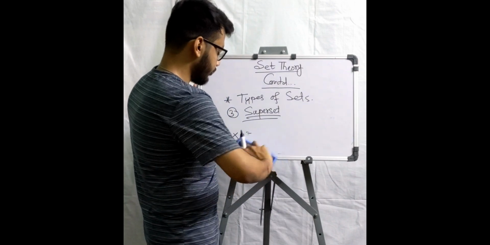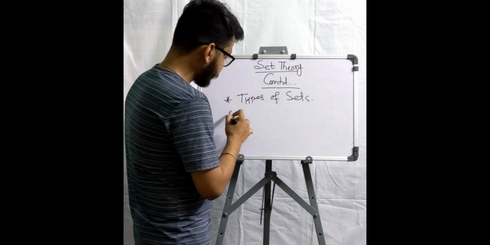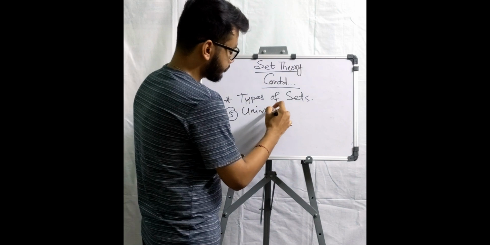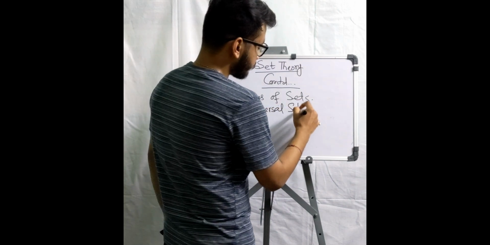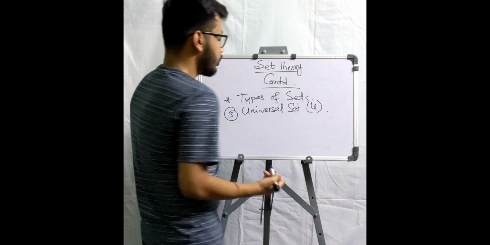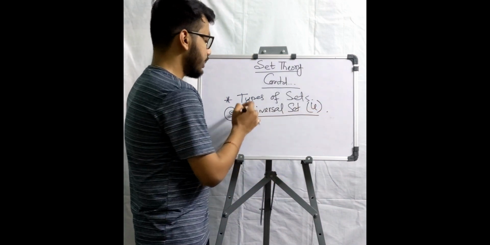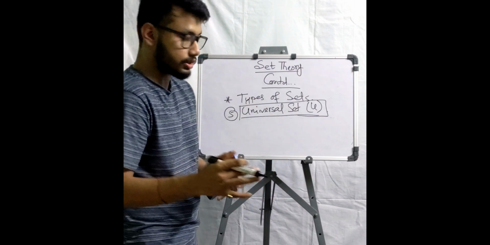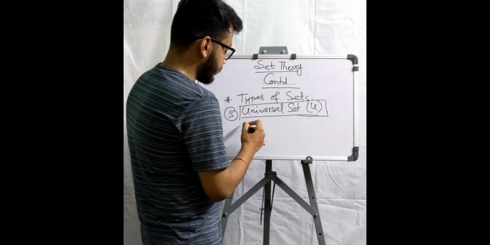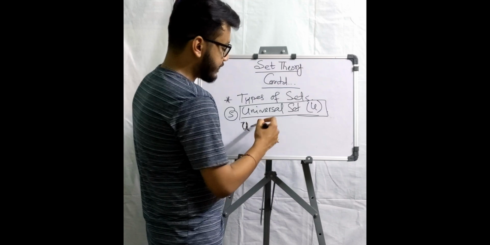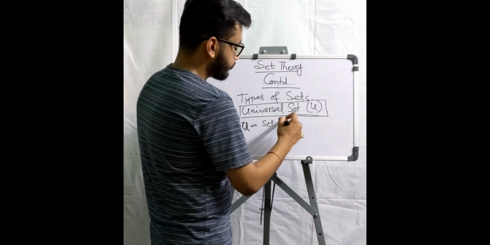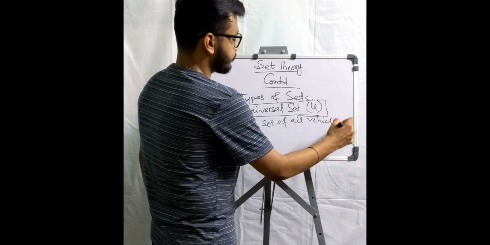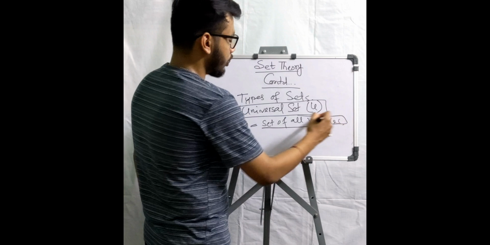Now we are going to continue with our next topic, that is the universal set, denoted by U. So what do you mean by universal set? It is basically the set of all the elements of a particular context. So say if I write U, U is a set of all vehicles. So it's a universal set of all vehicles.